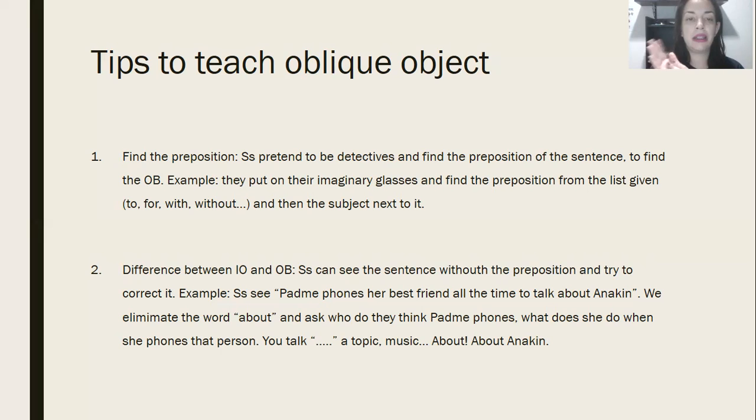And students see: Padme phones her best friend all the time to talk Anakin. So we have here 3 different people: Padme, her best friend, and Anakin. So we have to identify, first of all, the 3 subjects and say what function each one has. So who is the protagonist of the sentence? Padme. So Padme is definitely not one of the objects. So who do you think Padme phones? Her best friend or Anakin?